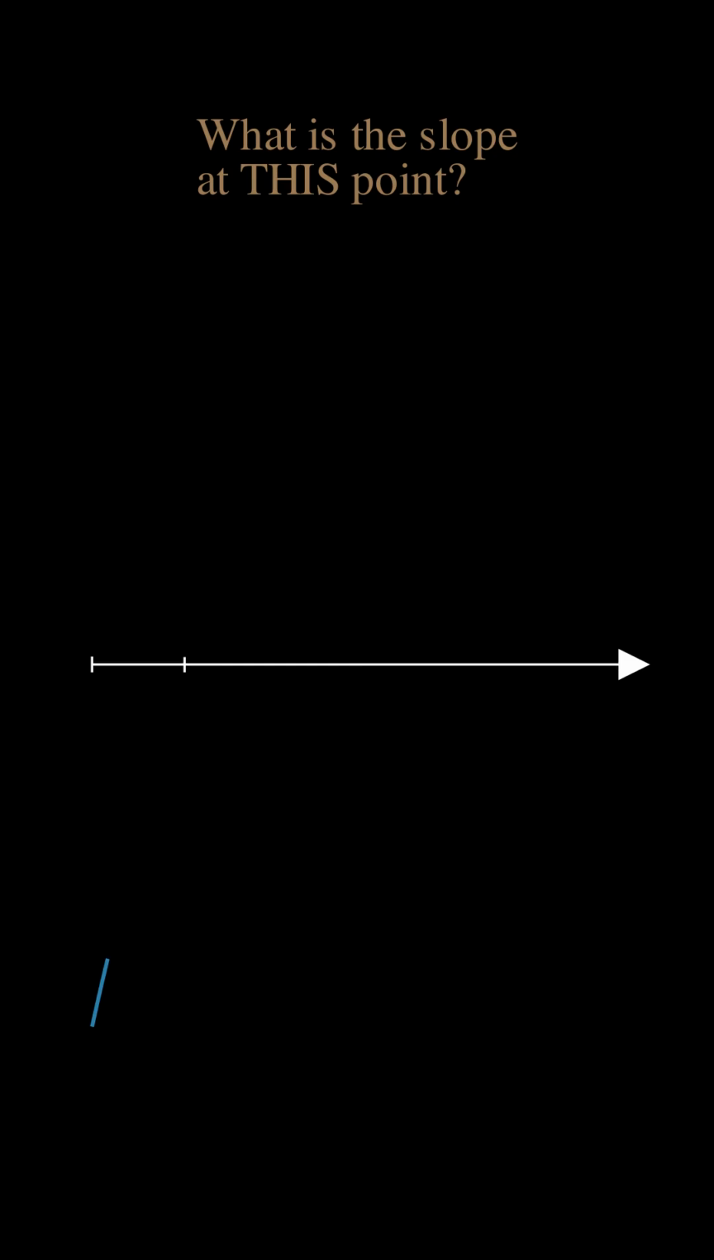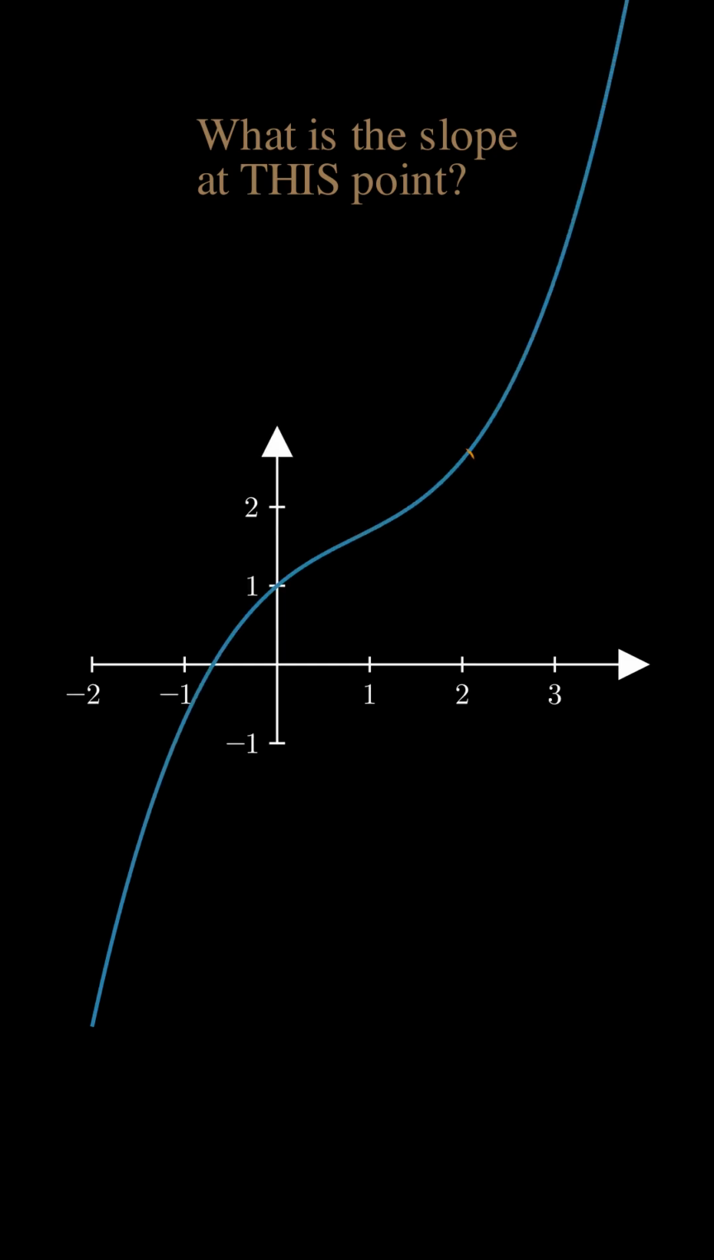Imagine you're standing on a curved hill. How steep is it exactly where you're standing? For a straight line, finding slope is easy, rise over run. But curves are tricky. The slope keeps changing. This is the problem differentiation solves.